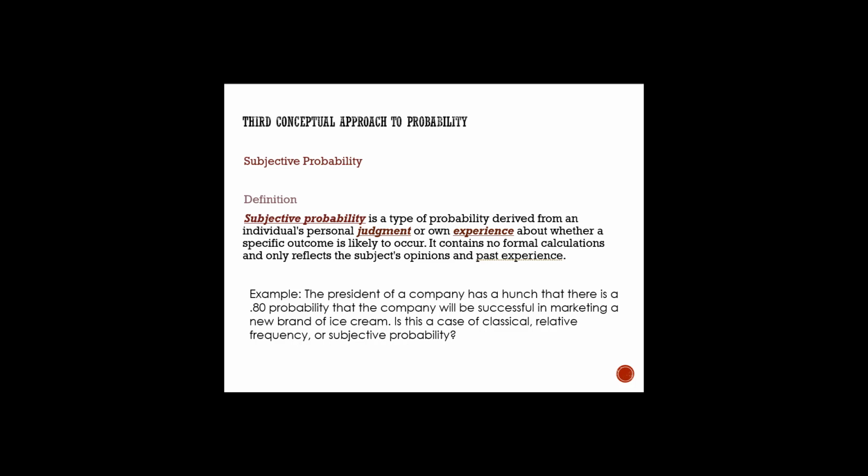An example of this, and this commonly happens, is a president of a company might have a hunch. He might think that there's a 0.8 probability, an 80% chance that we would be successful if we tried this new brand of ice cream or this new brand of blue jeans or whatever. In this case, classical doesn't work, relative frequency doesn't work. The only thing it can be is subjective probability. He had a hunch. He came up with that number based on his past experience and his own judgment.